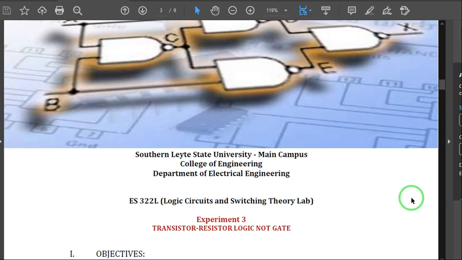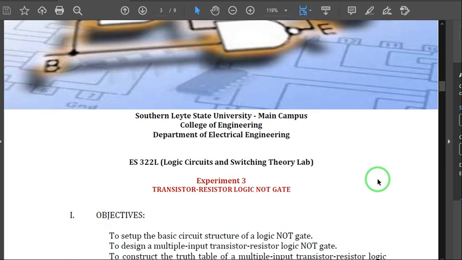Today we are going to perform experiment 3, which is the Transistor Resistor Logic NOT Gate. Okay? So based on the title, the circuit will be composed of a transistor and resistors. For the two previous experiments, those were diode resistor logic circuits. So that's why you have a diode resistor logic AND gate and a diode resistor logic OR gate. Then, as you can see, the circuits were composed of diodes and resistors.